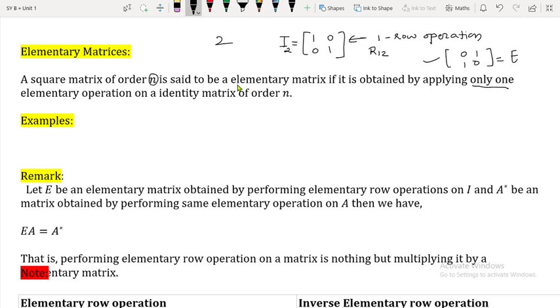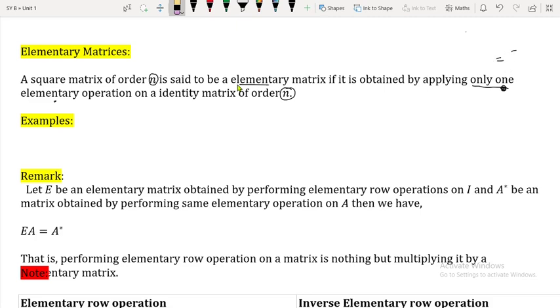Therefore it is said that a square matrix of order n is an elementary matrix which is obtained by applying only one elementary row operation on the identity matrix of order n. It means if you want an example of an elementary matrix of order 3, then we have to perform one elementary row operation on the identity matrix of order 3. Similarly, for an elementary matrix of order 4, you will perform one elementary row operation on the identity matrix of order 4, that is I4. Let us go for a few examples. Obviously this was one example.